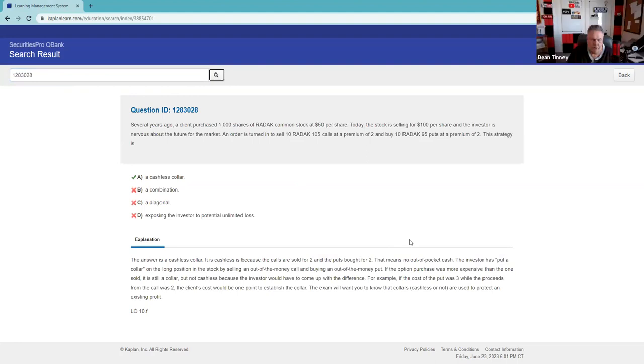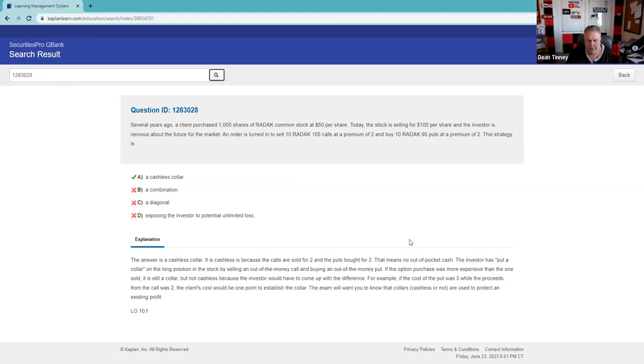Question 1283028. Several years ago, a client purchased 1,000 shares of Reddit common stock at 50. Today, the stock's selling for 100. Woo-hoo! Well, life is good. The investor is nervous about the future for the market.